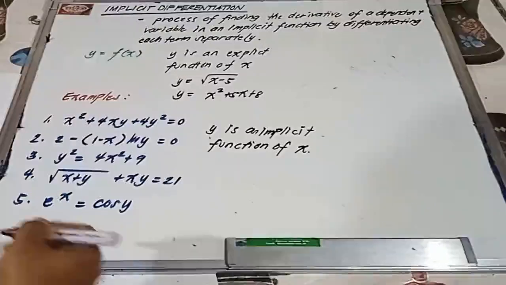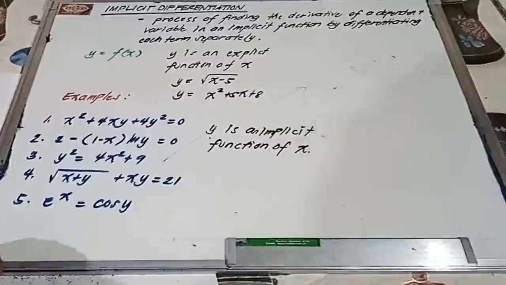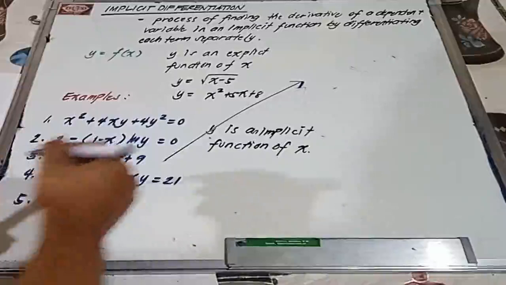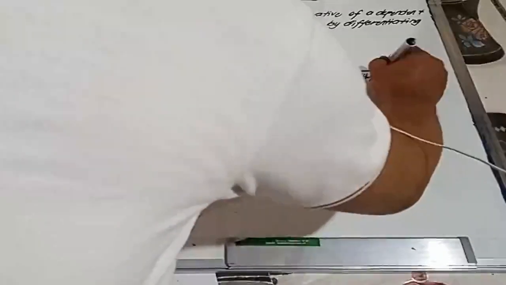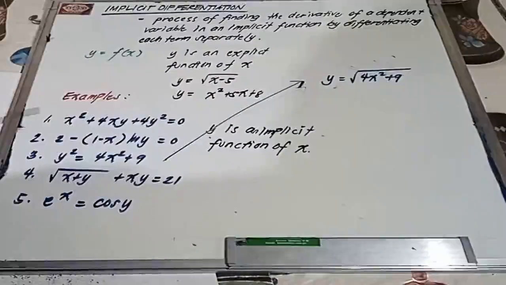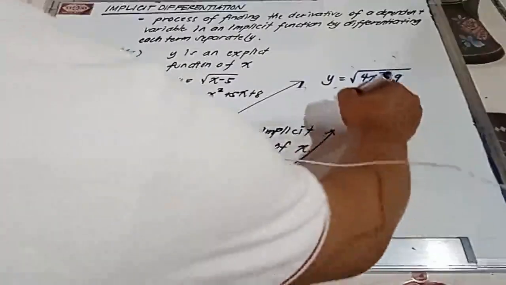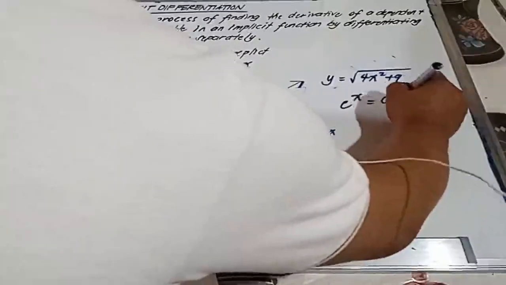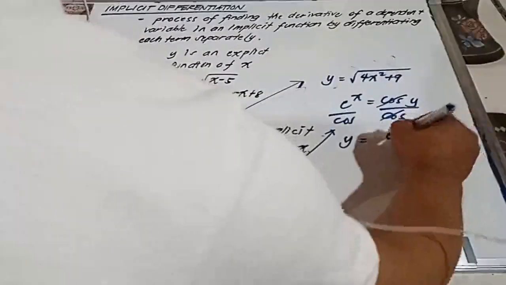For example, ito pwede natin tong isulat explicitly, no? Itong number 3 na to. Paano? Getting the square root ng both sides of the equation. So, ang kanyang explicit form ay square root of 4x squared plus 9. Pagkatapos, ito pwede rin yung number 5. Paano? So, e to the x equals cosine y. We divide both sides by cos. Cancel. So, we have y equals e to the x.